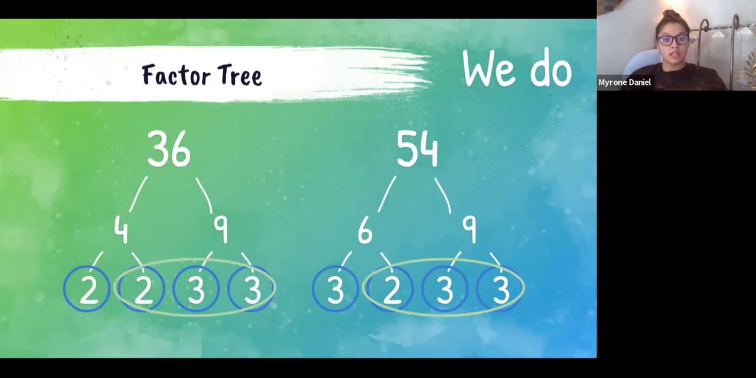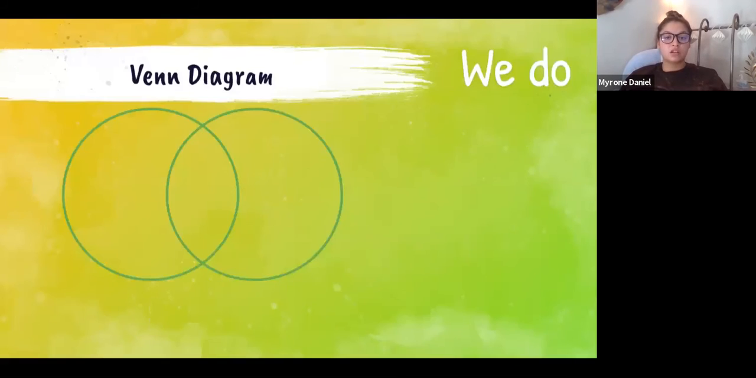So let's go to our Venn diagram and write them out. So here's our Venn diagram. We have 36 and 54, and we're going to put our prime numbers in that Venn diagram. So pause the video, write your prime factors in the Venn diagram, and we'll go further. Pause the video for 3 minutes.